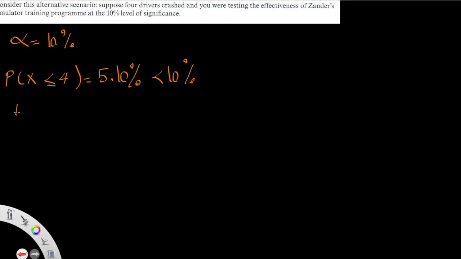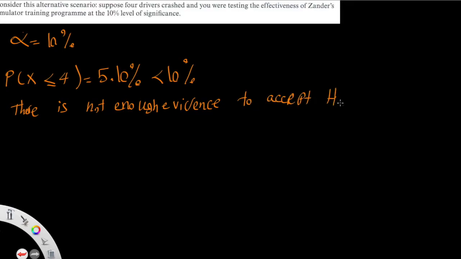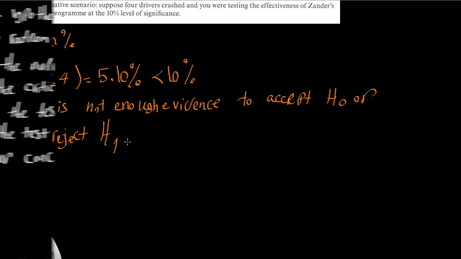So there is not enough evidence. Here in the rejection region, it means that H0 is rejected. There is not enough evidence to accept H0 or to reject H1.